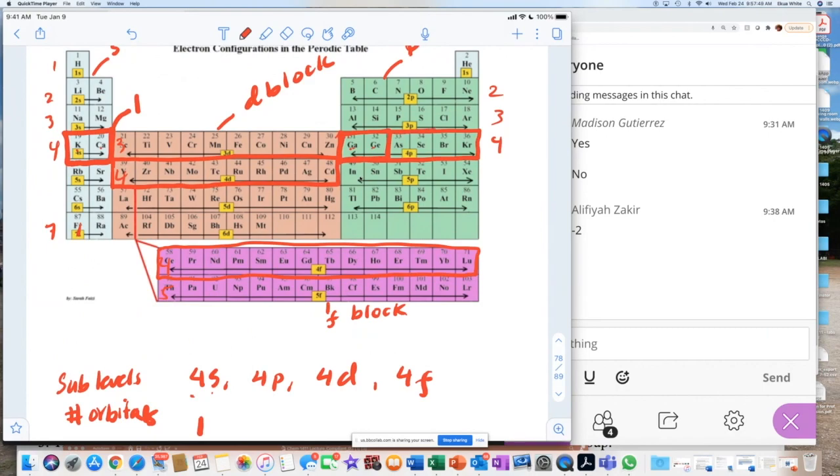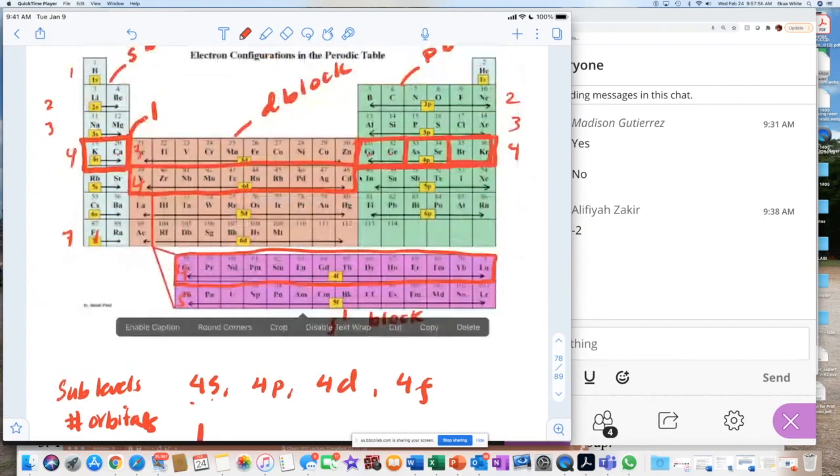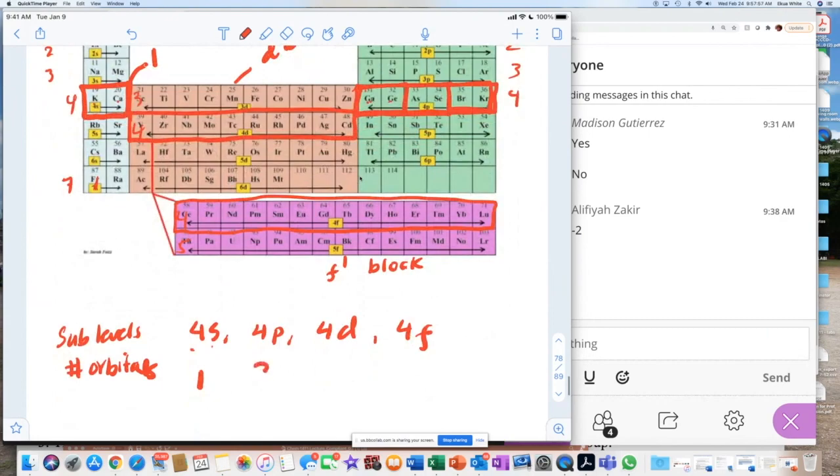Then right here, together, these together. So in the p sublevel, we get 3 orbitals. They didn't ask you for electrons. If they ask for electrons, each orbital has a maximum of 2 electrons, right? They're asking you for orbitals. Okay, what about the d?